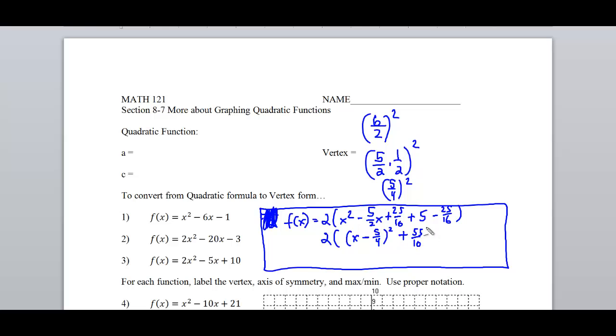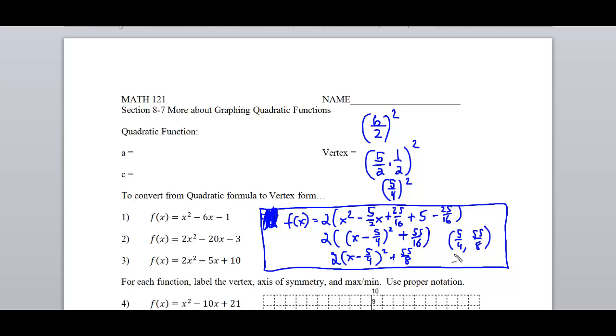which we're going to make easier because you'll notice there's a 2 sitting out in front. If I distribute the 2 to the inside, the first term becomes 2 times (x minus 5/4) squared, and 2 times 55 sixteenths is, you basically could double the 55 and then reduce the fraction, or you could just divide the 2 and the 16. It becomes 55 eighths. So my vertex is going to be (5/4, 55/8).